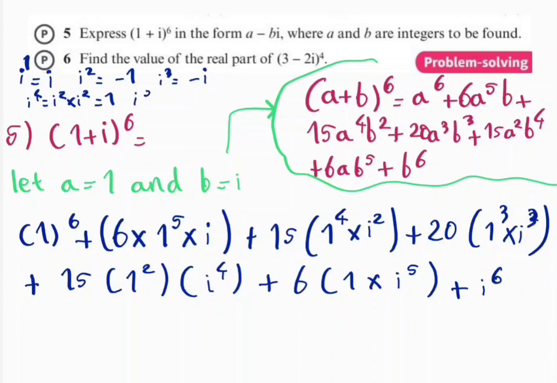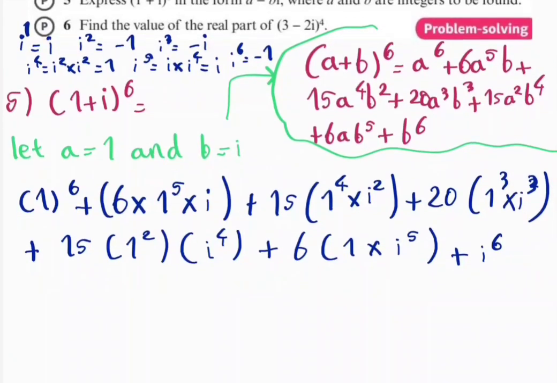So i to the 5 is i times i to the 4, and we know that i to the 4 is 1, and 1 times i is i. As you can see, i to the 5 is the same as i to the power of 1. And i to the power of 6 is the same as i squared, which is minus 1. The reason I mentioned this is because we are going to use this in this question and even for the next one. So now we can simplify this.